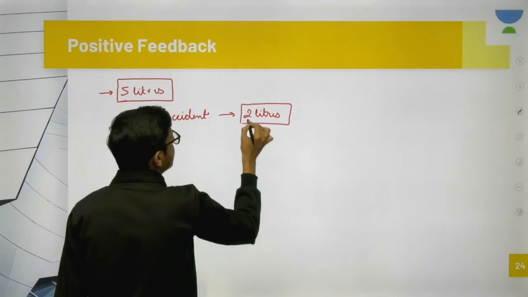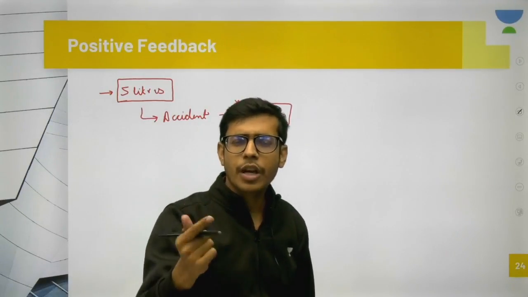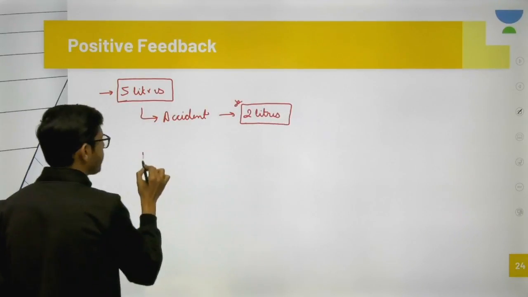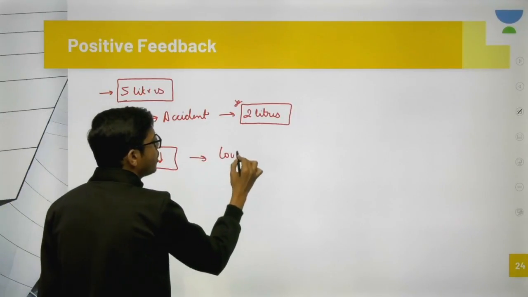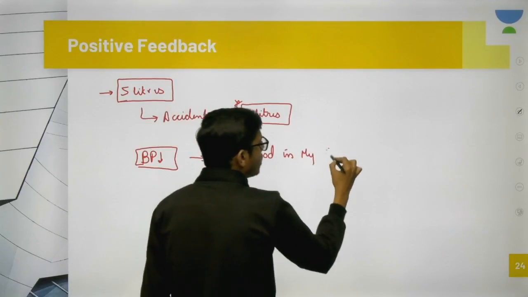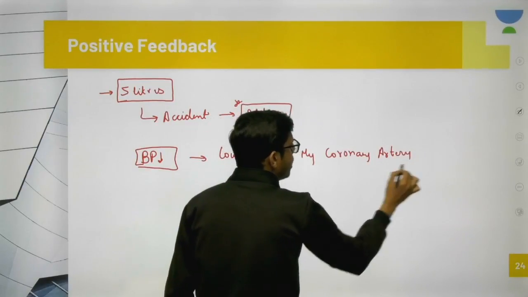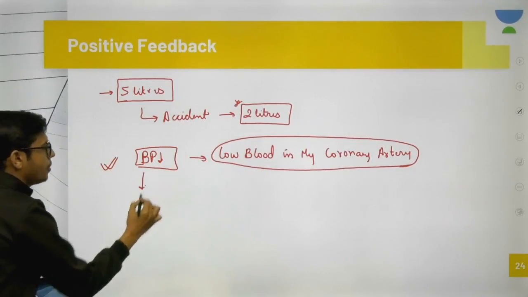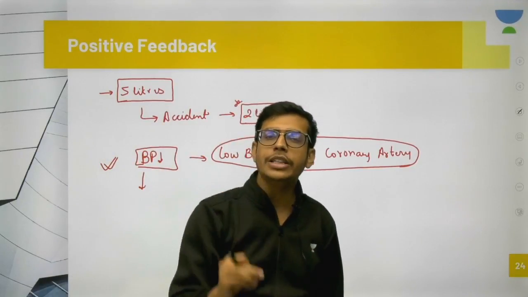What will happen? My blood pressure will go down, right? Obviously there would be low blood flow in my coronary artery, but in order to compensate for this low blood pressure, my cardiac output has to increase. So my heartbeat is increasing.